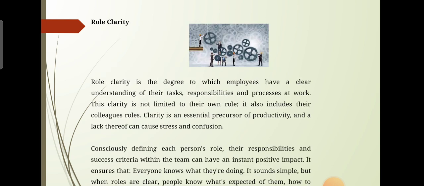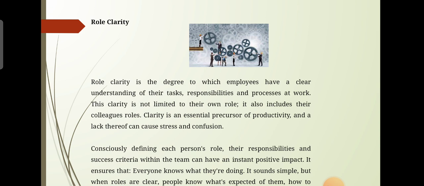And next is about role clarity. You know what you mean by role clarity, even the name itself says. It is about what the tasks, the responsibilities and the process you need to follow at work are. So role clarity is nothing but the degree to which employees have a clear understanding of the tasks, responsibilities and the process at work. This clarity is not limited to their own role, it also includes their colleagues' role.